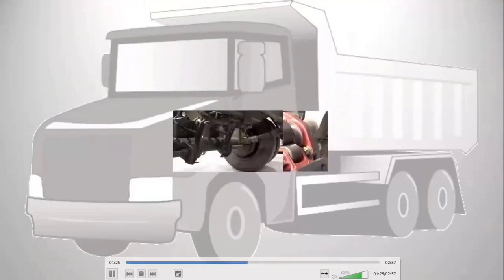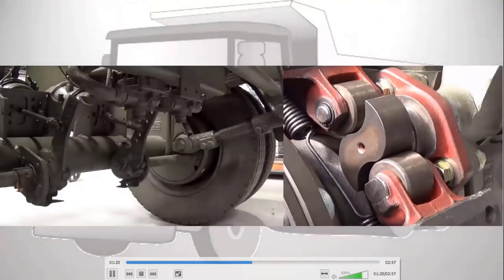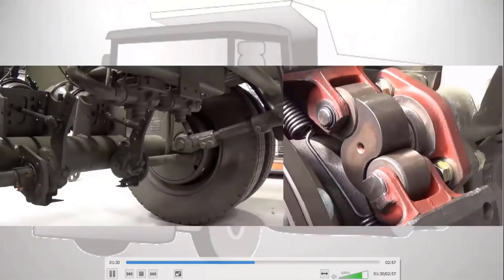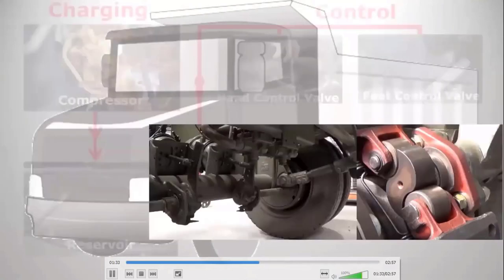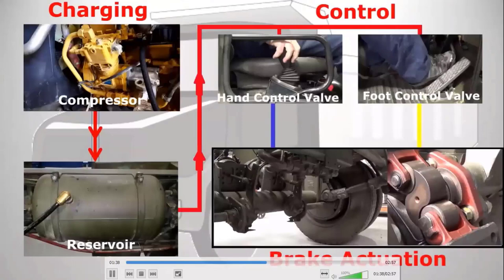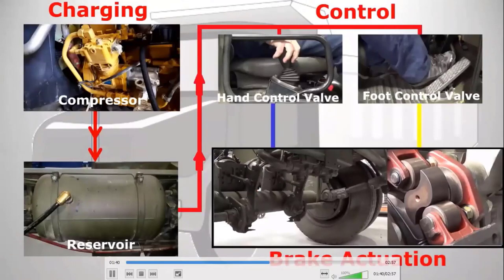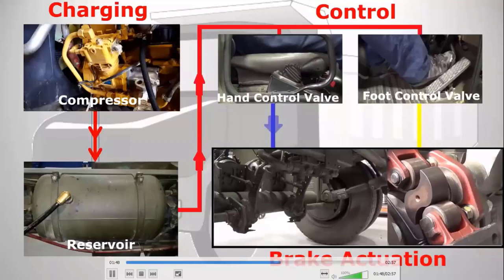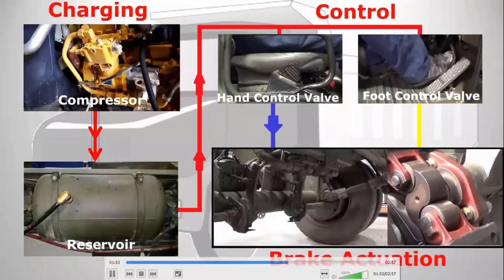Finally, we have the actuators and the brakes. The actuators use air from the controls to actuate and release the brakes as required by the driver. At rest, with no air supplied to the actuators, a powerful spring provides a considerable force to the actuators, keeping the brakes applied. When the driver moves the hand control valve to the off position, pressure is sent to the actuator to compress the power spring, releasing the brakes. This pressure remains in the secondary portion of the actuator all the while the hand control valve is in the off position.